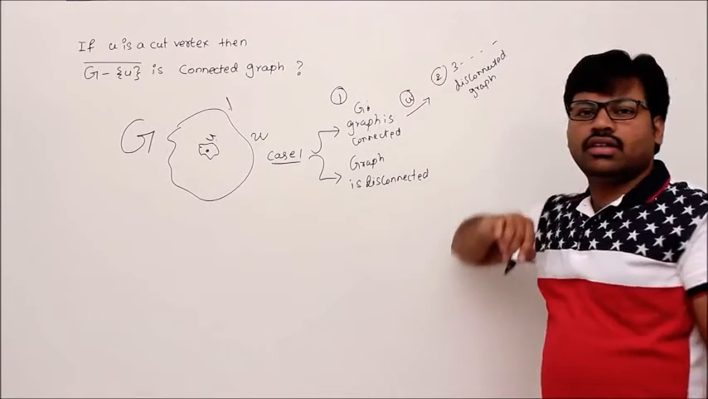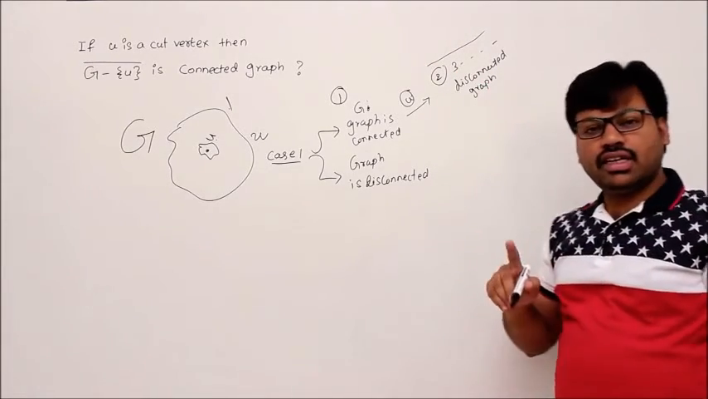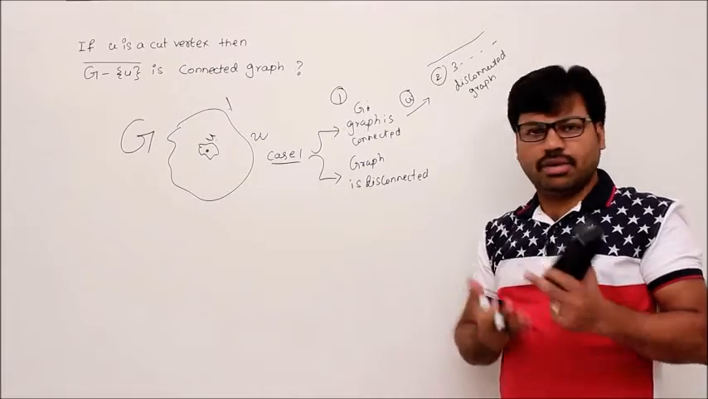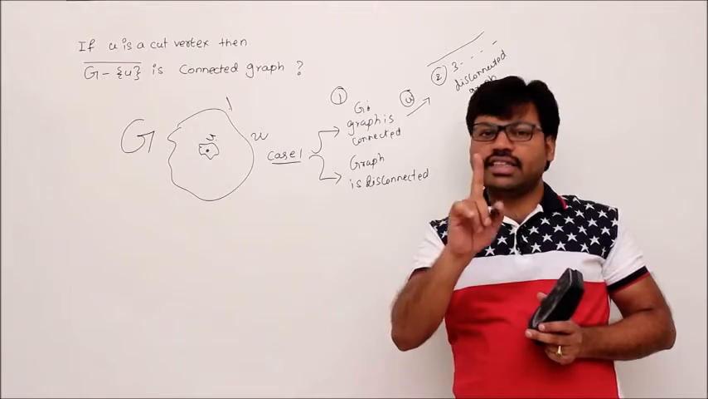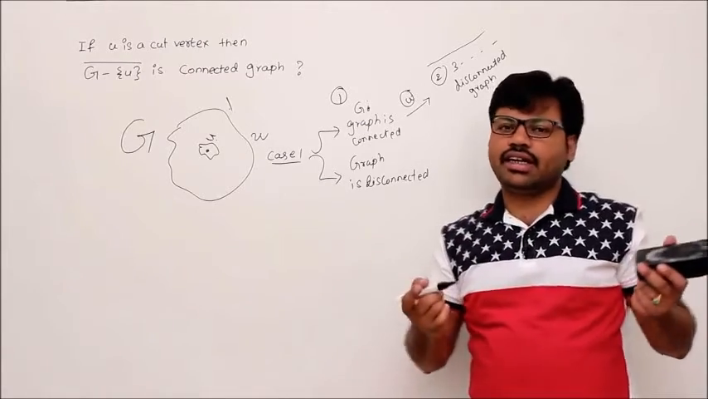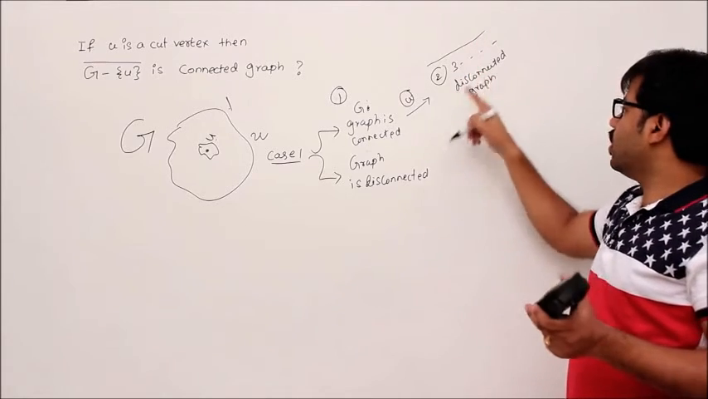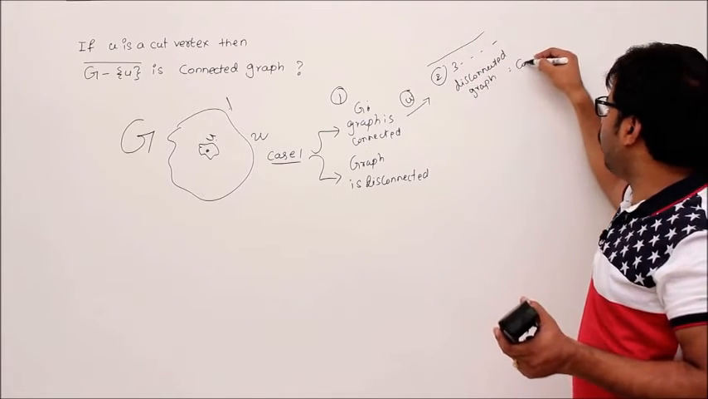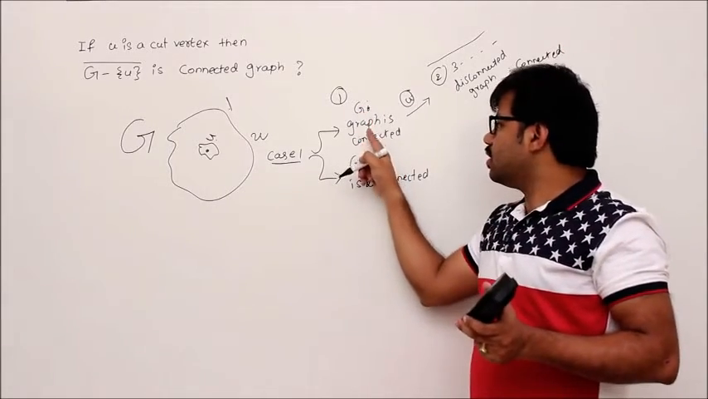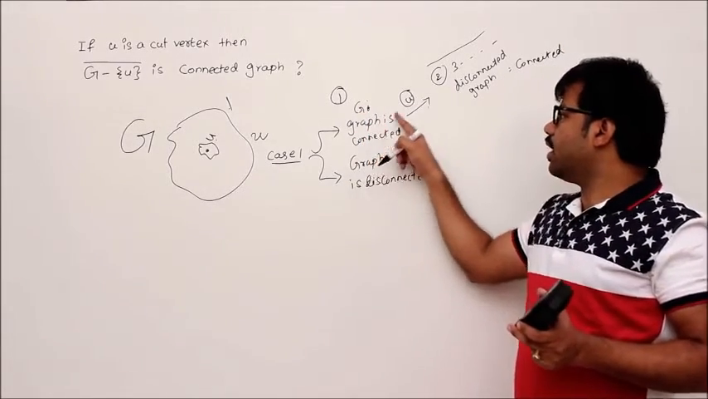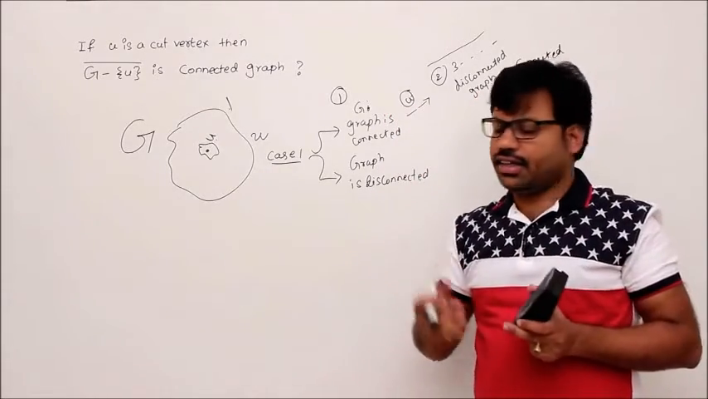Agree? Then its complement. Whenever you do a complement, please remember the result. In the previous session I taught you that any disconnected graph's complement is connected. So here you have a disconnected graph, and we are applying the complement to that one. So a disconnected graph's complement is connected. I proved that G minus U whole bar is connected when your G is connected. Whenever G is connected, G minus U will become disconnected.